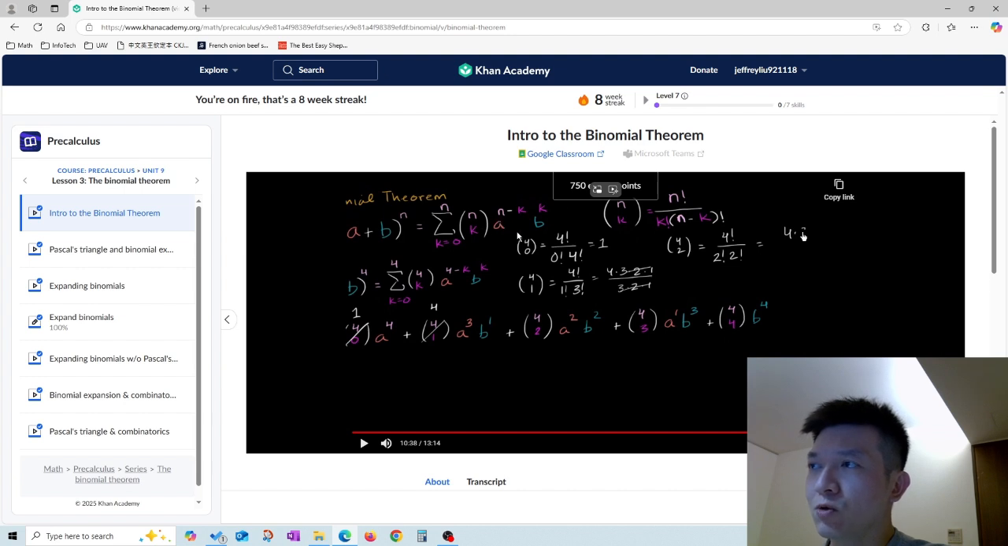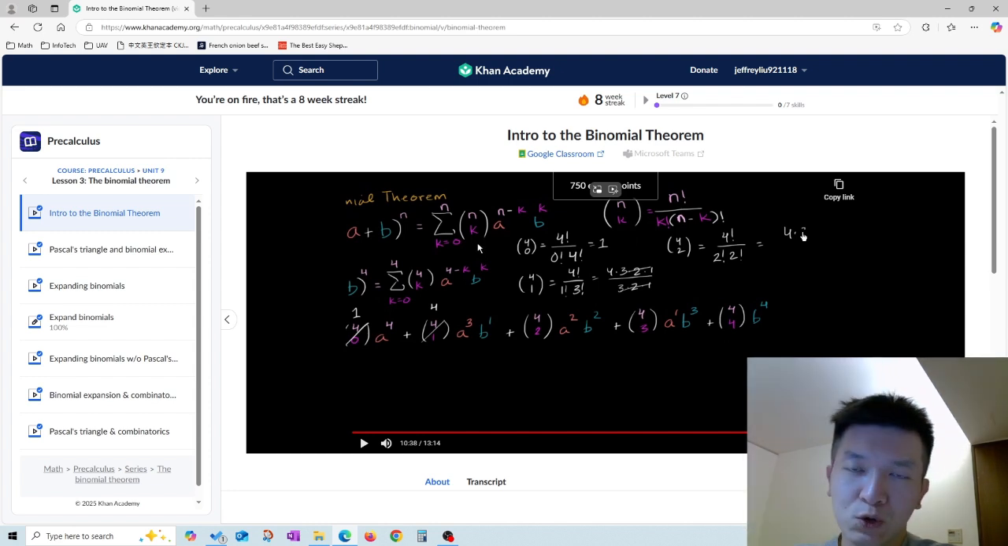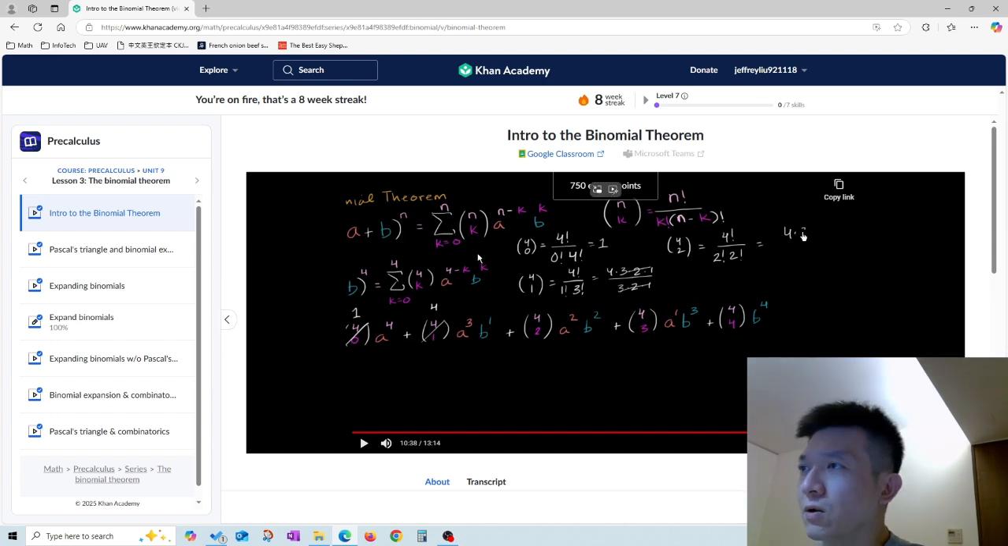And your formula will be looking like this: a to the power of n minus k and b to the power of k. And you have a coefficient in the front, which is your choosing formula, all right? So you choose k from n, and it will look like this.